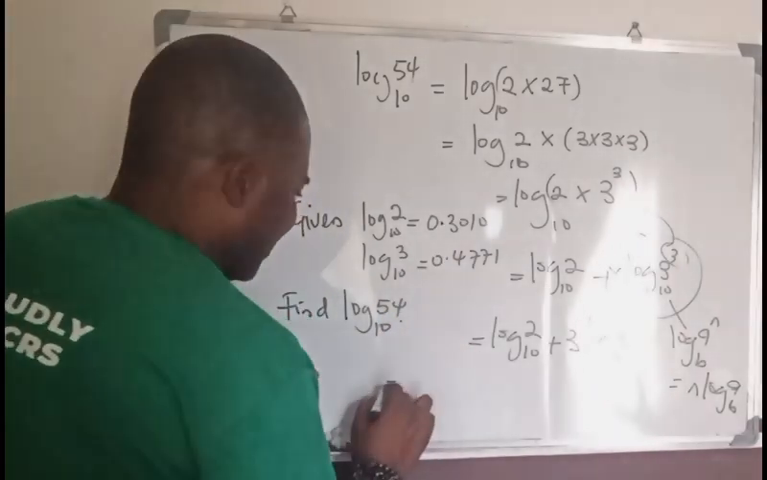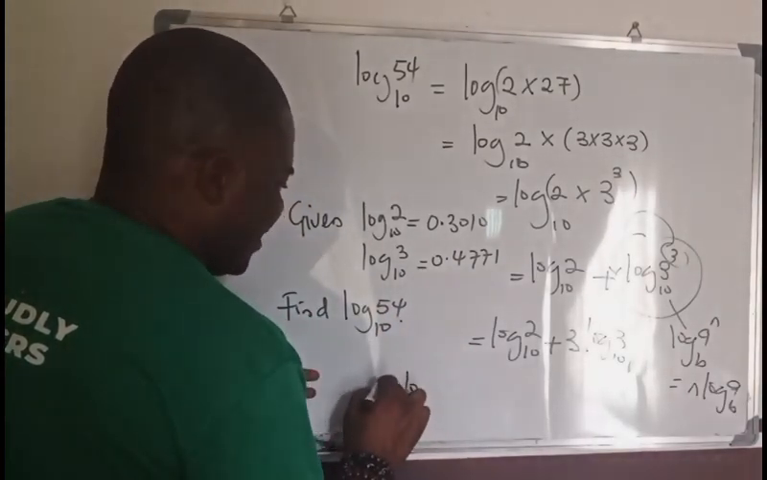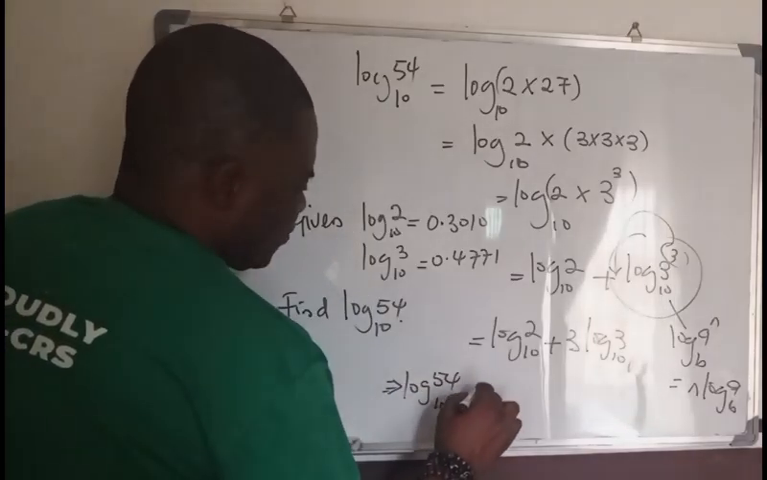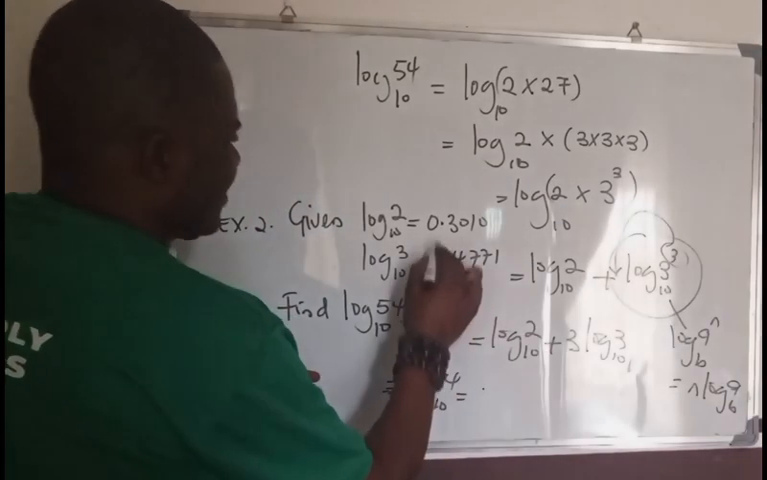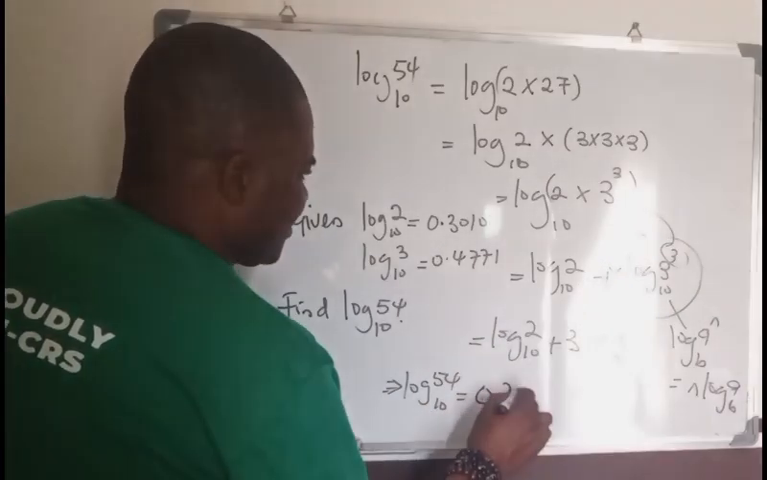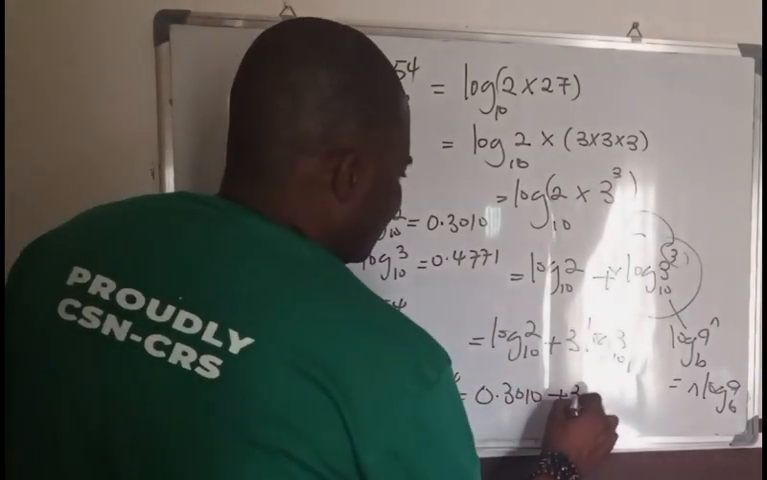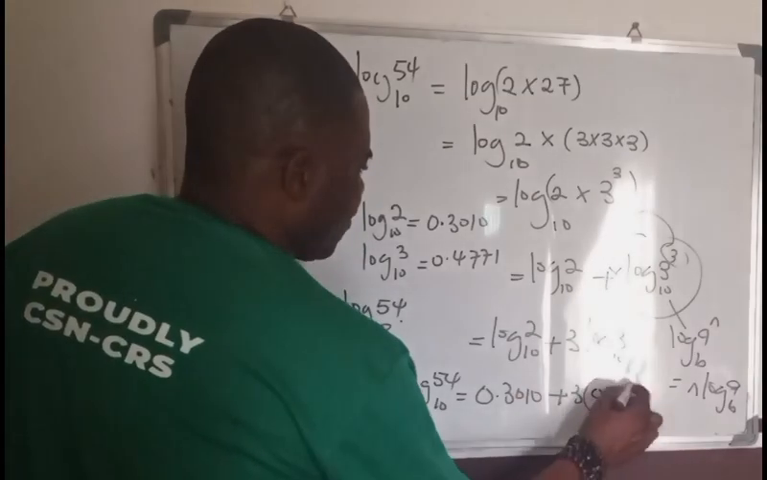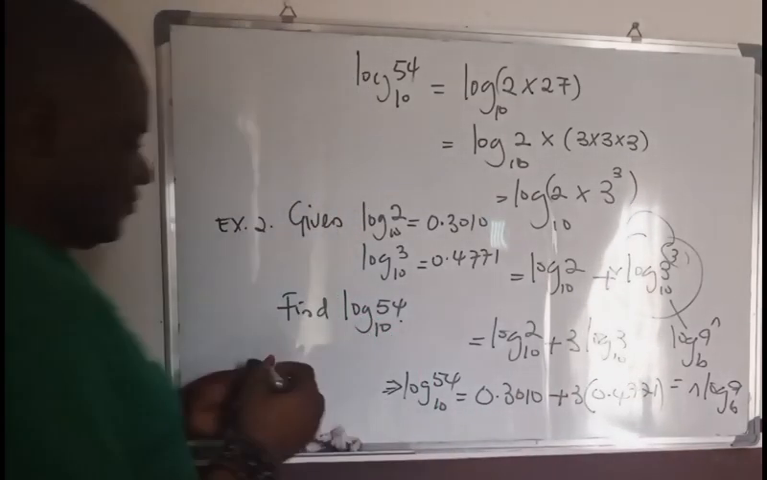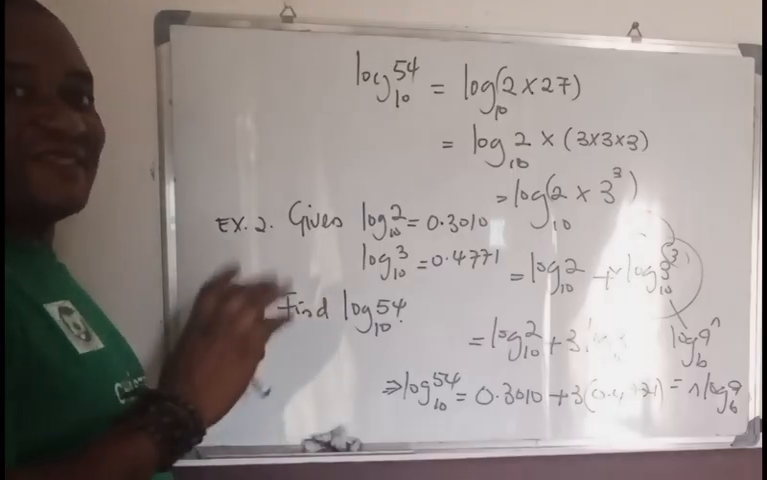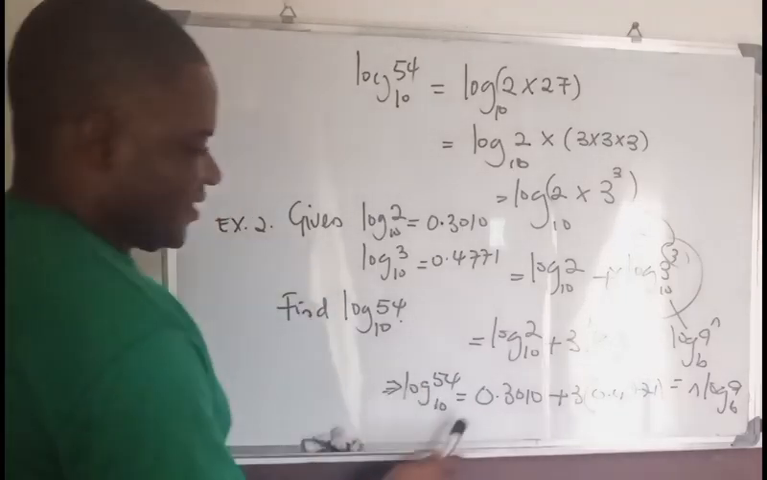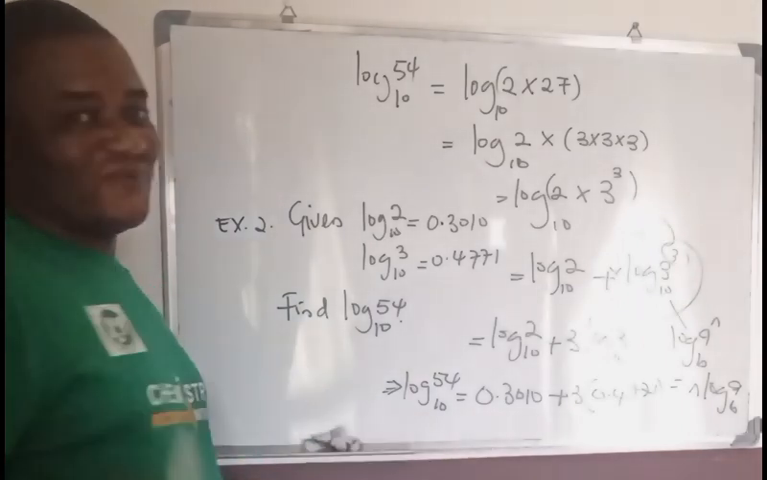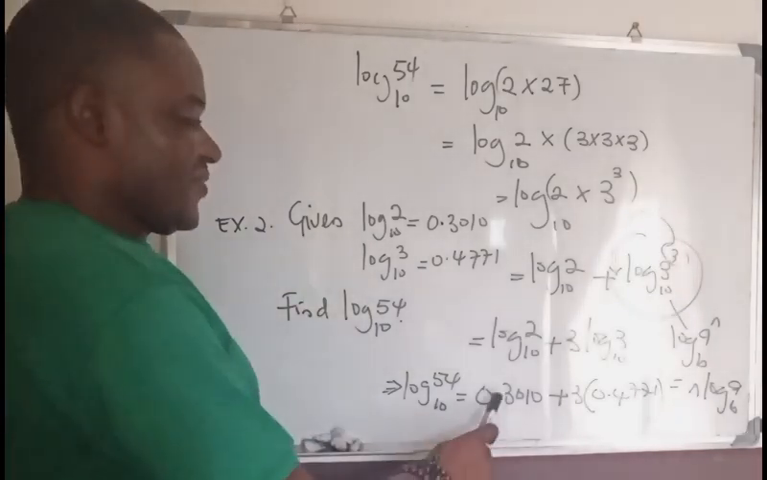We are there now. Now where we have log 2 and we have log 3, we'll substitute these values. So it implies that the log of 54 base 10 will be equal to log 2 base 10, which is 0.3010, plus 3 times log 3, which is 0.4771. All you need to do at this point is to multiply 3 by this and add it to this, and that is your answer. I don't want to be the one to solve this.